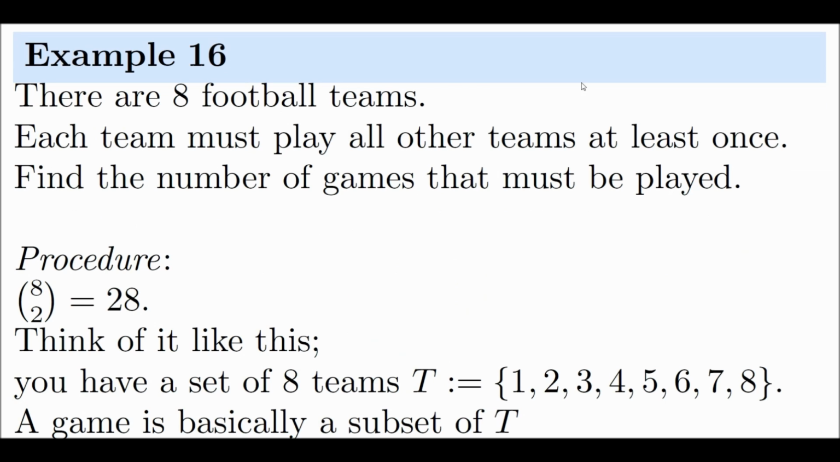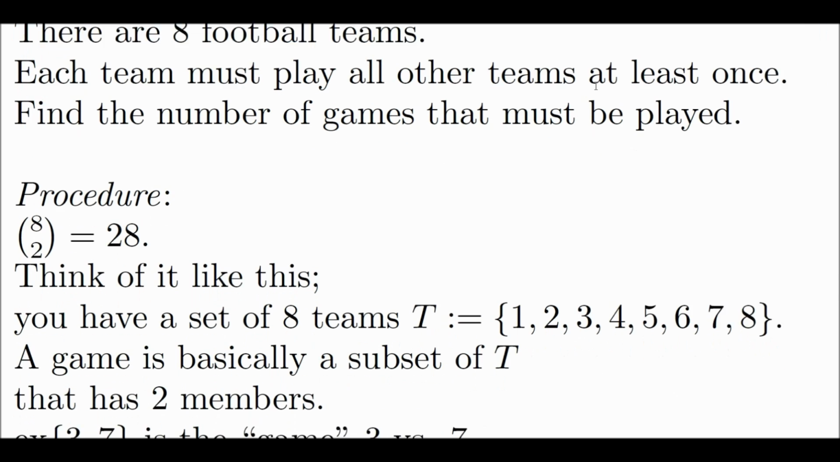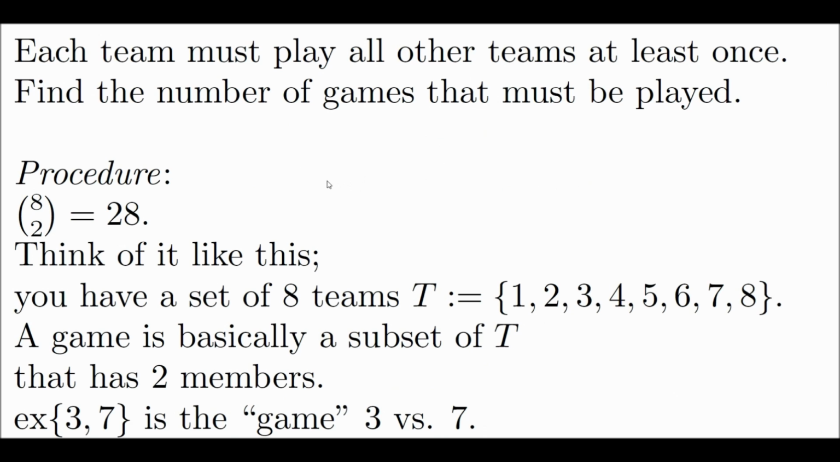This time there are 8 football teams. Each team must play all the other teams at least once. I want to find the number of games that must be played. This is going to end up being 8 choose 2, which is 28. So you could think of it like this. You'll have a set of 8 teams. So I'll write T for the set of teams. I'm just going to call the teams Team 1, Team 2, Team 3, and so on.